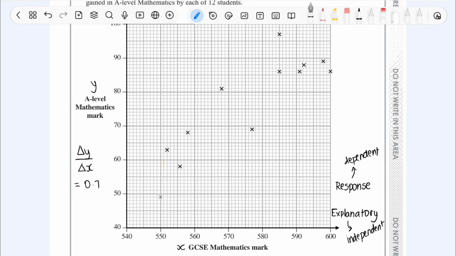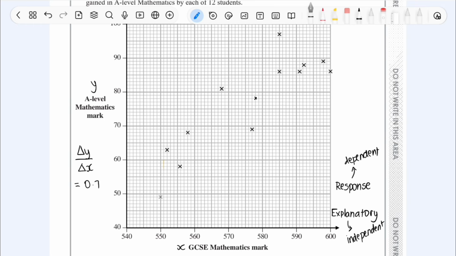So it's going to make sense to try and plot our double mean point, 578 for the x and 78 for the y. I'll do that now. So now that I've done that, we've got to plot a line through this point with a gradient of 0.7.